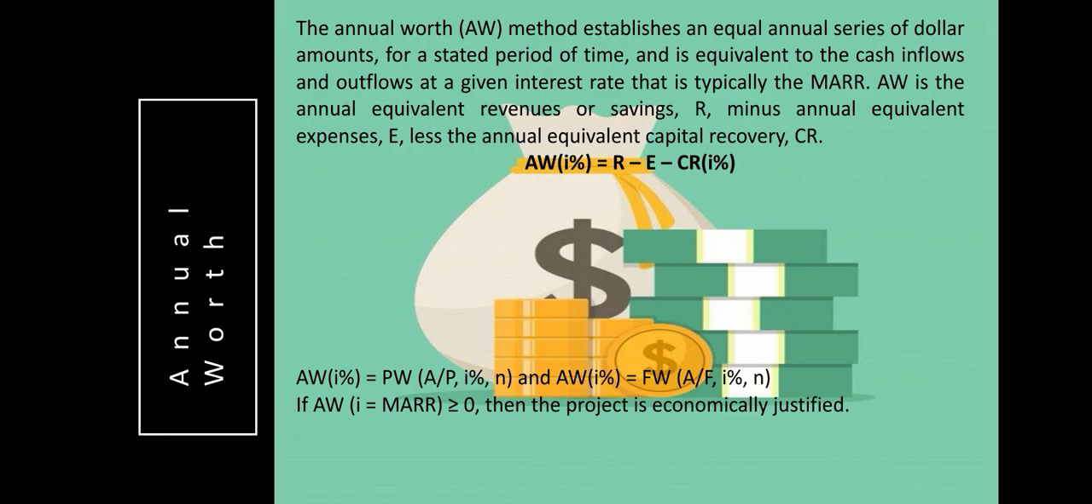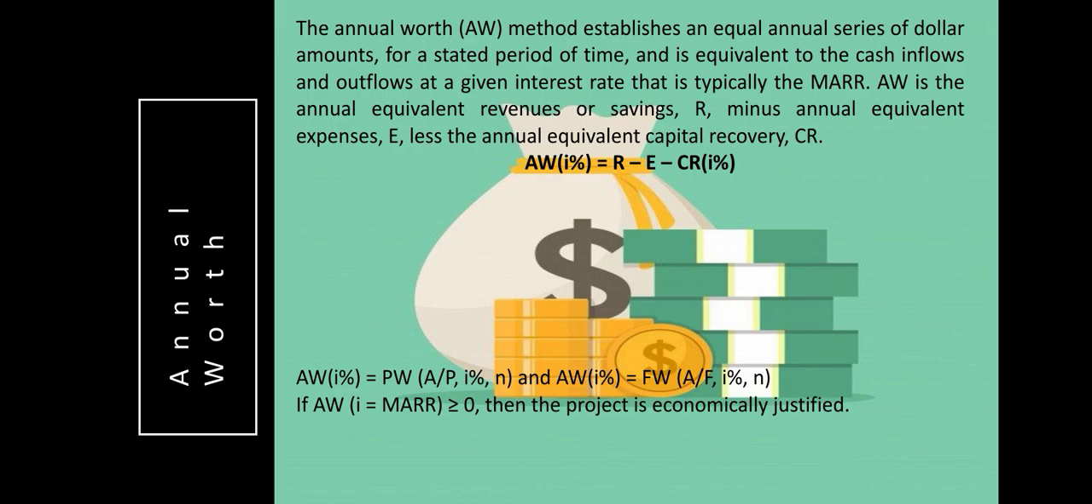Proceeding to the third method, the annual worth method, which establishes an equal annual series of dollar amounts for a stated period of time and is equivalent to the cash flow inflows and outflows at a given interest rate, that is our MAR. So from the word annual, the annual worth method is commonly used in comparing different alternatives stated in terms of dollars per year, because it is annual. So we have the formula here.